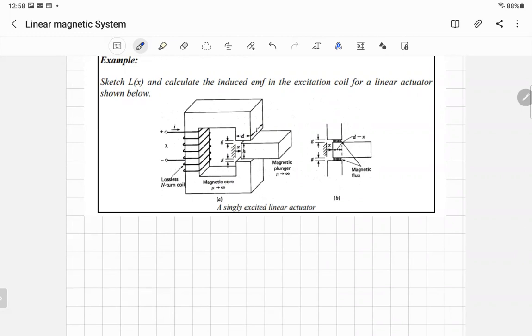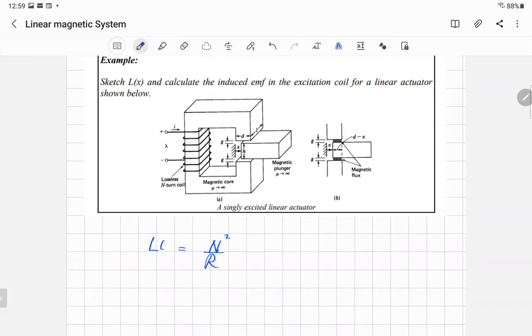So you got to know what the inductance is. How can you define the inductance? Just to remind you, L, inductance, is equal to what? N squared over the reluctance. That's the definition of any inductance. We did that before, proved that before in the previous chapter.